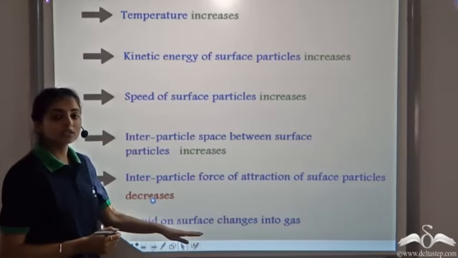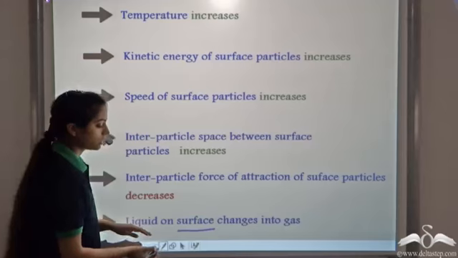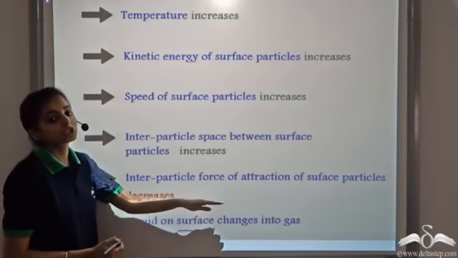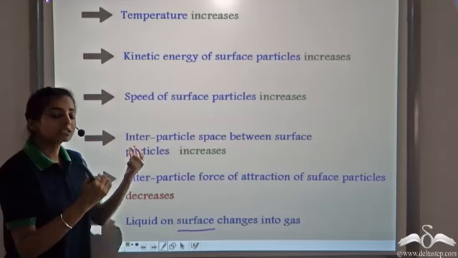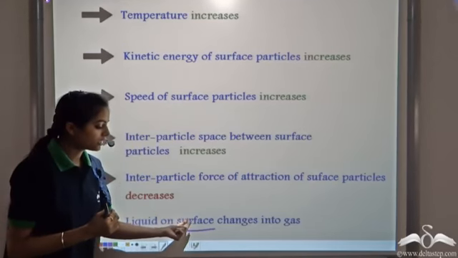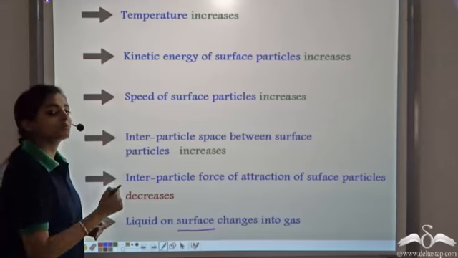So since evaporation is a surface phenomenon, the liquid particles on the surface change into the gaseous state. Because even a little heat from the surroundings increases the kinetic energy of these surface particles tremendously. And so they escape as gas.